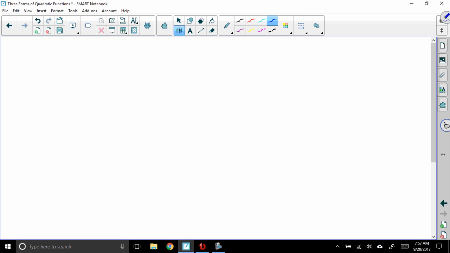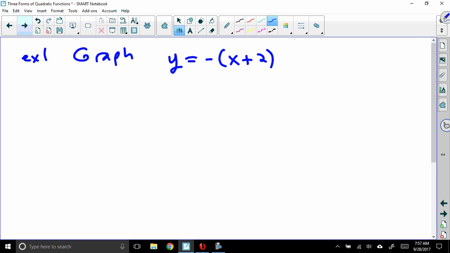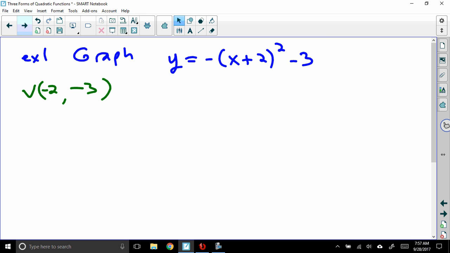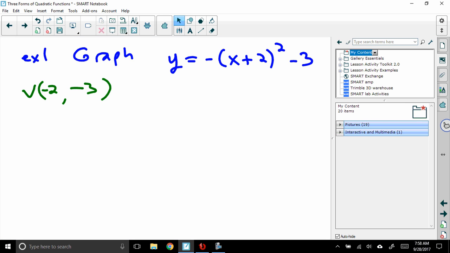So let's just look at example 1. We'll go ahead and try to graph something like this. y equals negative the quantity x plus 2, the quantity squared, minus 3. So on yesterday's quiz, you did this. So this shouldn't be that bad to do. What are the coordinates of the vertex? Yeah, -2, -3. Good. So our vertex is at -2, -3.